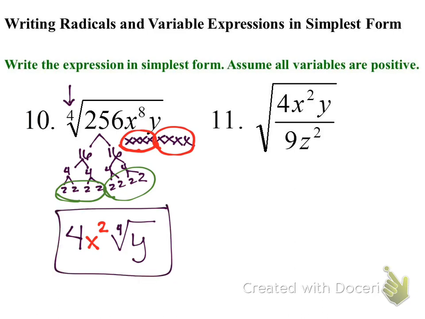On 11, I'm just going to break them up into 2 square roots. I'm going to have square root of the numerator, which is 4x squared y, square root of the denominator, 9z squared. And then I'm going to take the square root of each. In the numerator, the square root of 4 is a perfect 2. Square root of x squared, that's a perfect x, but I'm left with a y on the inside still. And in the denominator, I have a perfect 3z.